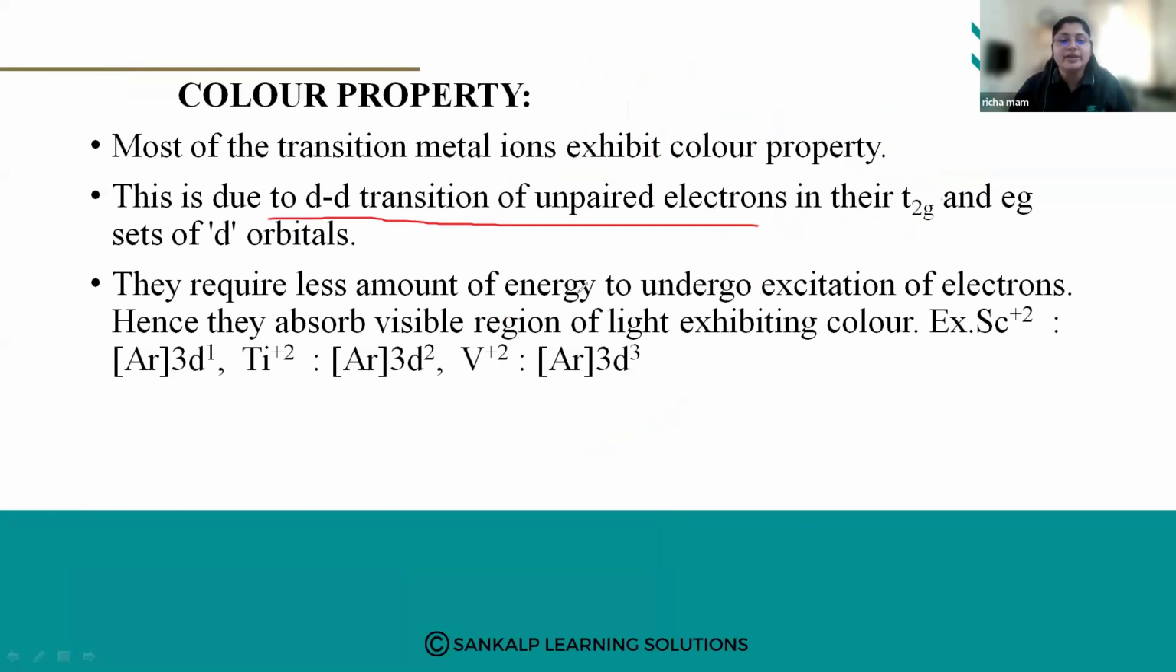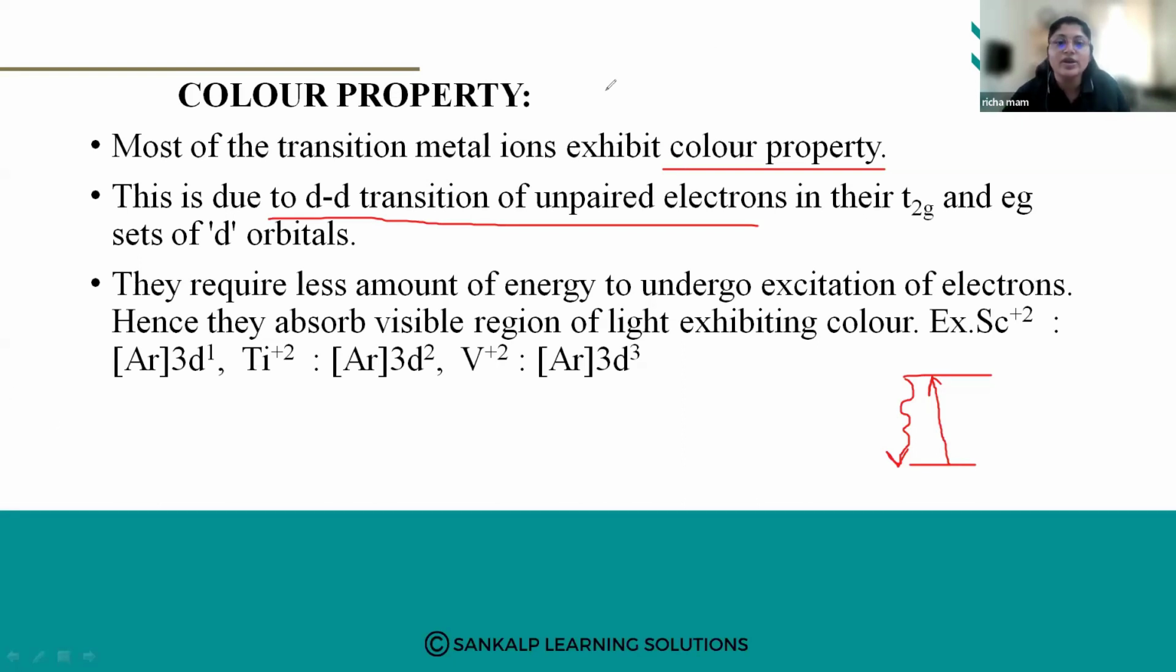transition metals exhibit this property, they form colored complexes. Okay, so they undergo d-d transition. From lower energy to higher energy, they will absorb radiation from the visible region, and when they go into the higher excited state, they have to come back to the lower state. That time they will emit the complementary radiation, and that complementary color will be seen in these transition metal complexes. Okay, so these are some of the reasons.